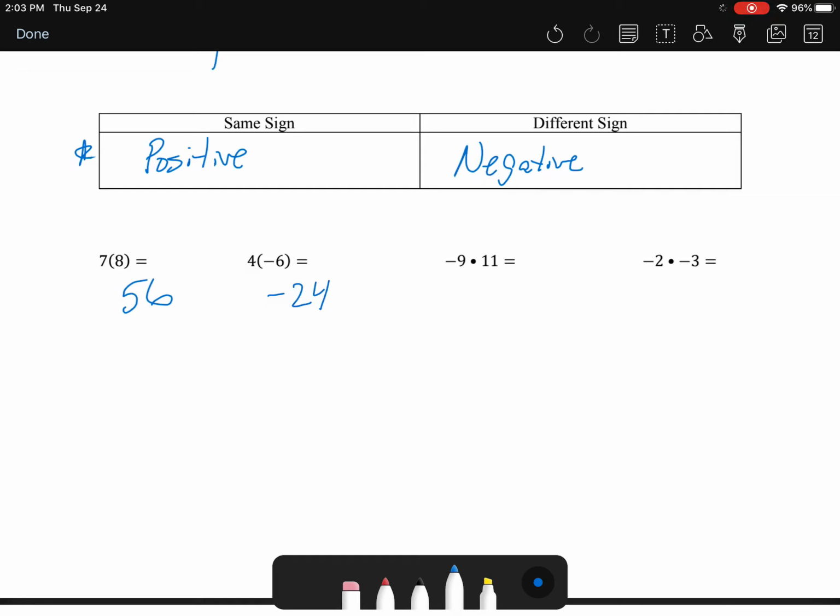Looking at the next one, negative 9 times 11. Well, I know that 9 times 11 is 99. I have 1 negative, 1 positive. Again, those are different signs. Negative 99 is my final answer. Negative 2 times negative 3. I do 2 times 3, which is 6. Because I have a negative and a negative, that's the same sign, my final answer is going to be positive 6.